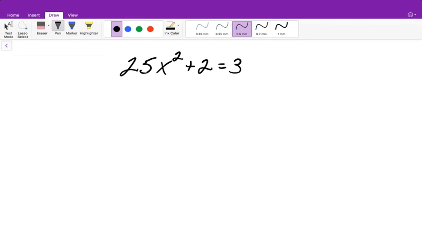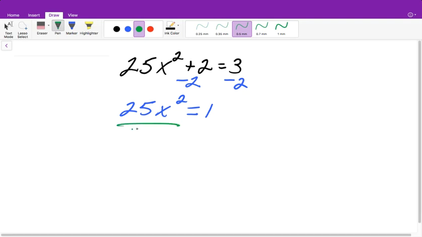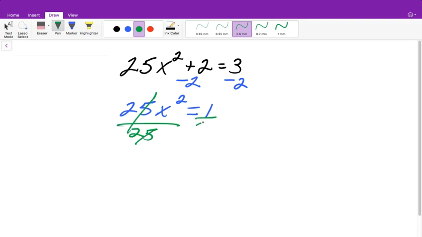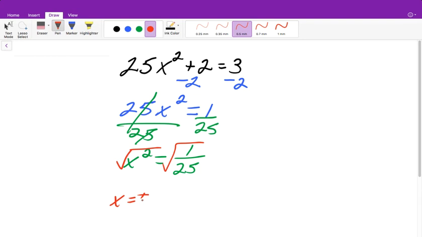All right, the next problem, 25x squared plus 2 is equal to 3. So first we need to go ahead and subtract the 2, isolate our variable, and then we need to go ahead and divide it by 25. Then we get x squared is equal to 1 over 25. Take the square root of each. So then we get x is equal to plus or minus the square root of 1 is 1. The square root of 25 is 5.